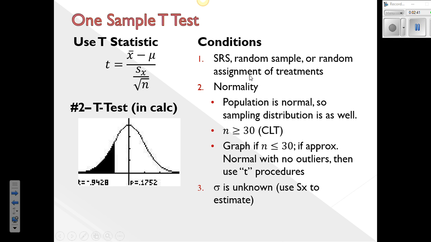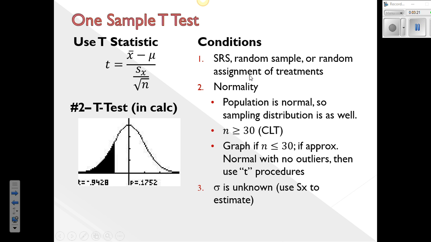Remember, sigma's unknown, so we're using S of x to estimate. Remember, that's the whole reason that we use the t-distribution instead of the normal curve. I hope you guys really know that, because when I give you back your tests, there was one question on there about why do we use t versus z, and a lot of you guys got that question wrong. Remember, we're using t versus z because here we do not know the population standard deviation. We don't know the population variance. We don't know anything about this population variation. So we have to use the sample one to estimate. And if we do that, due to that extra variability, we're going to use the t-distributions.